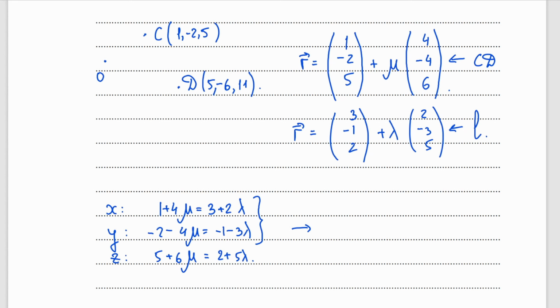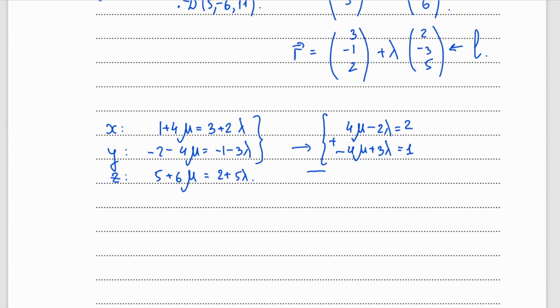Now let's simplify them and collect the like terms. We will get 4 mu minus 2 lambda equals 2, and minus 4 mu plus 3 lambda equals 1. Let's add up these equations term by term, and we'll get lambda equals 3. Now substitute it into the first equation and get 4 mu minus 6 equals 2. And from there we can get mu equals 2.